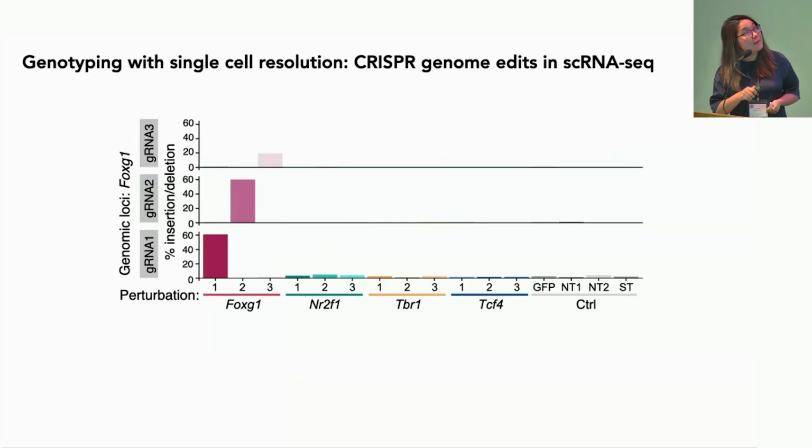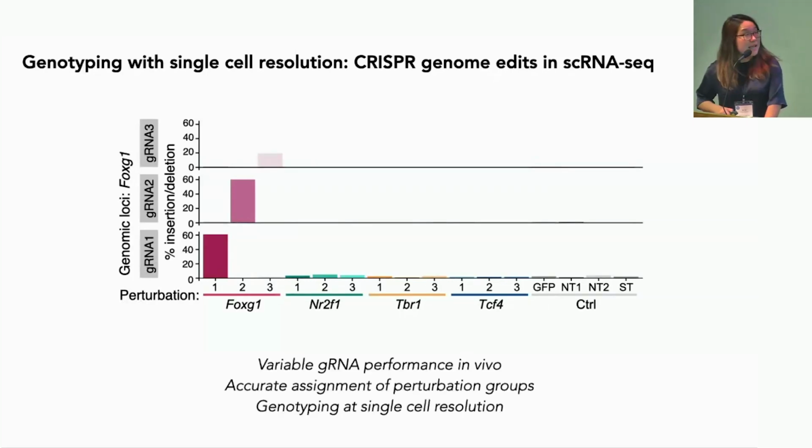We can map and found out that for FOXG1, for example, in the guide RNA 1 and guide RNA 2 groups, more than 60% of the cells actually have the transcript that has a frame shift insertion and deletion, whereas guide RNA 3 seems to have a weaker effect. And this is actually highly related to the phenotypic analysis that we observe. It's also interesting to mention that there are variable guide RNA performances in vivo, which is what the entire field is facing, and it's important to consider them in analysis.